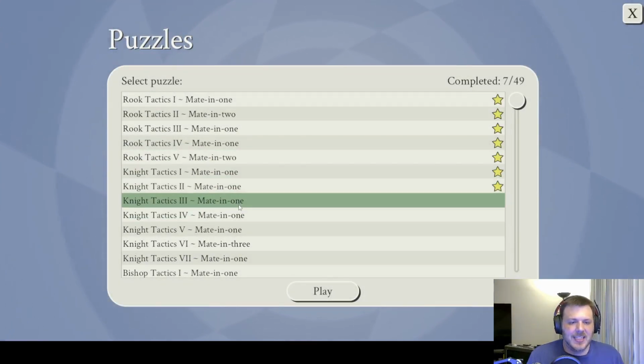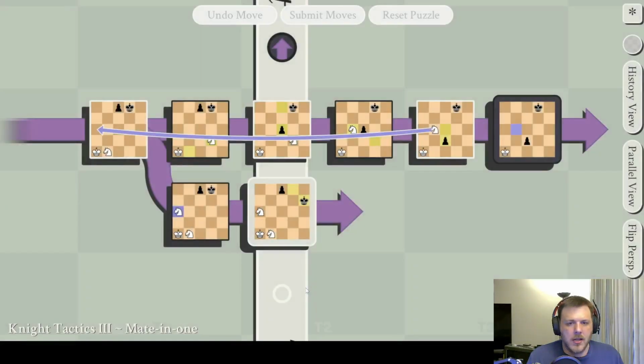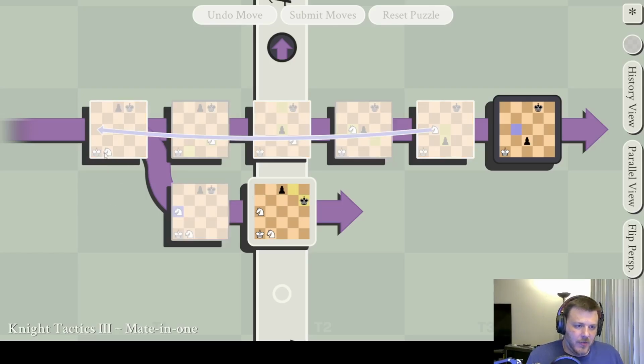Alright, Knight Tactics 3, mate in 1. Alright, so let's just take a look at what happened. Knight moved here. Pawn moved up. Knight moved here. Pawn moved up. This pawn is going to promote if we let it get that far.